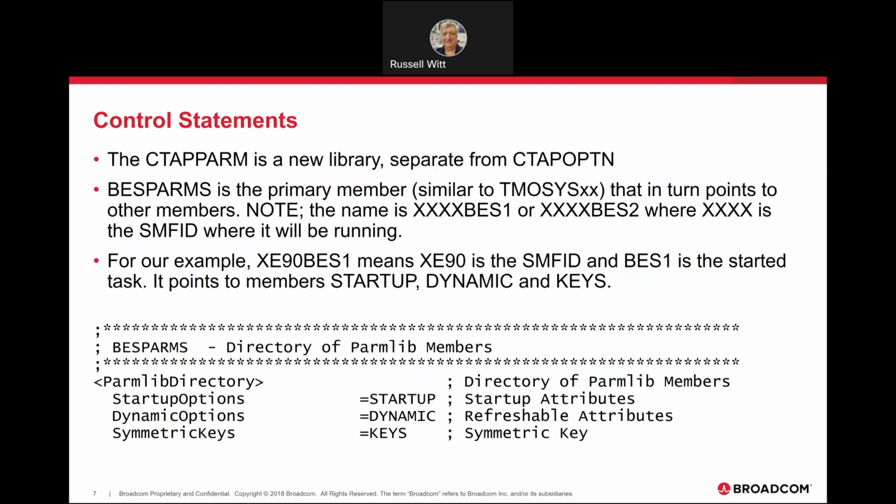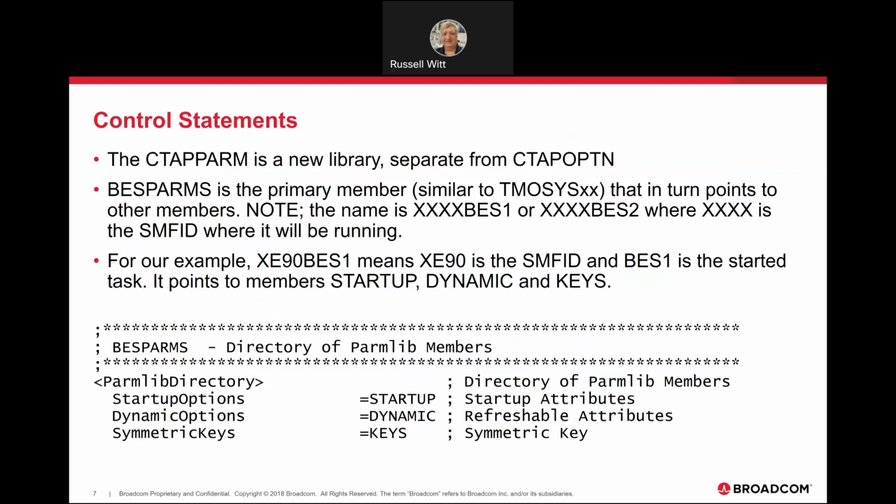For example, XE90 BES1 means that the SMF ID of the system I'm running on is XE90, and BES1 is the name of the started task. And it points to members startup, dynamic, and keys.